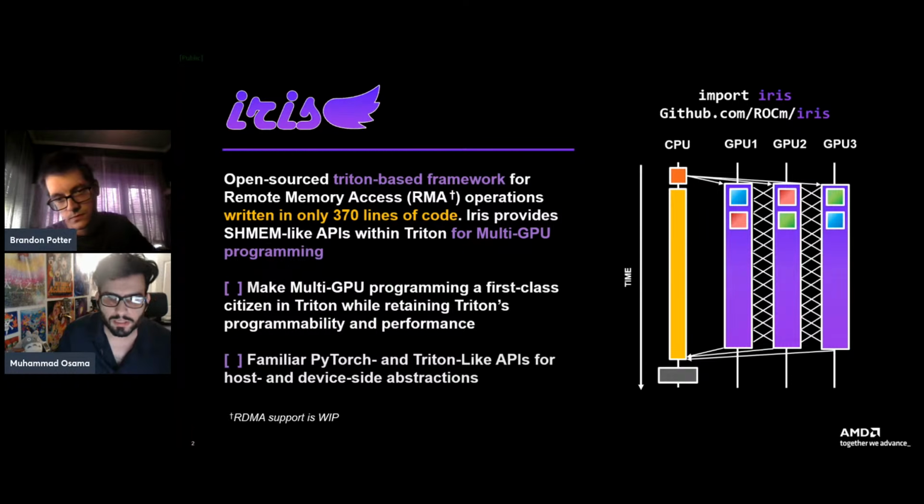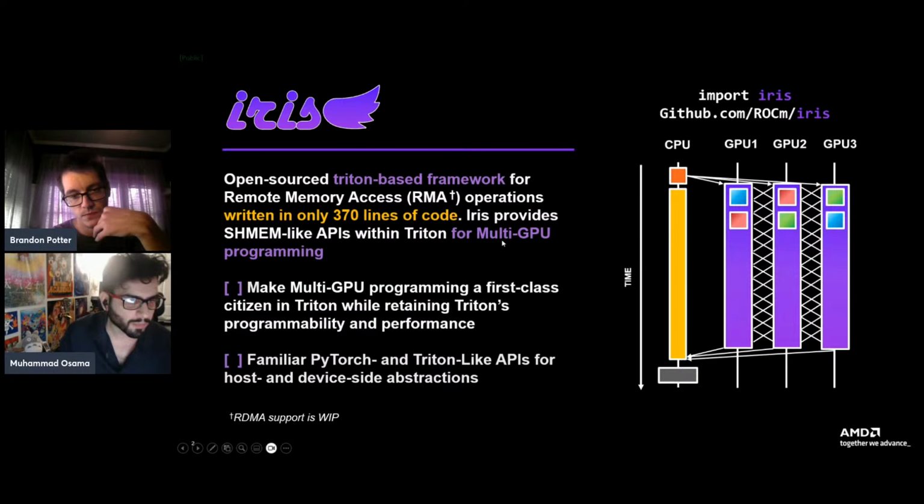One of the core principles we wanted to embody within Iris is to make multi-GPU programmability a first-class citizen within Triton, so maintaining programmability and retaining the performance. It has very familiar PyTorch and Triton-like APIs for both host and device-side abstraction, and it allows you to really get into the weeds and do fine-grained multi-GPU programming. I'll talk about that in a bit.